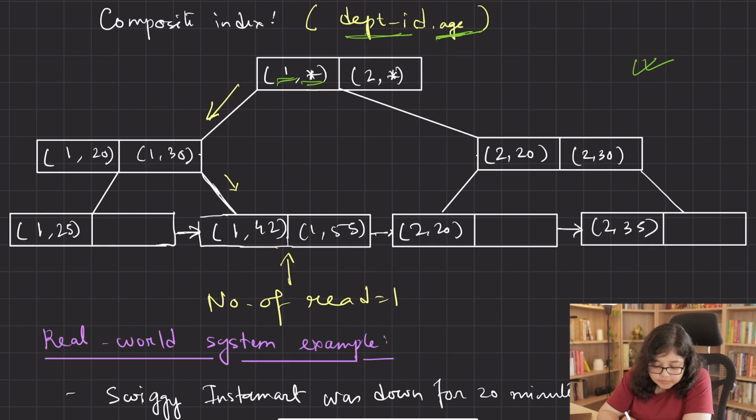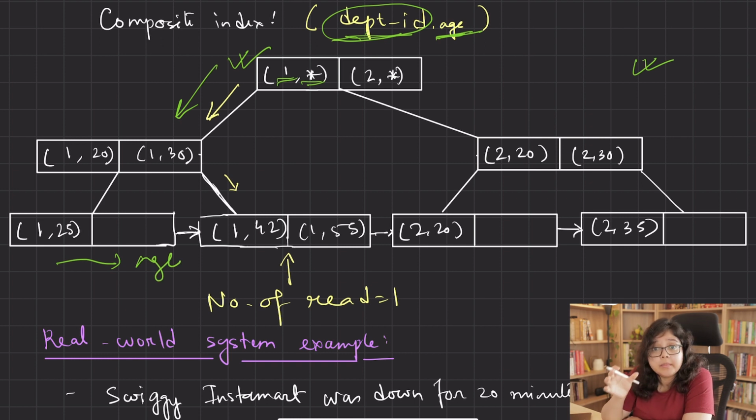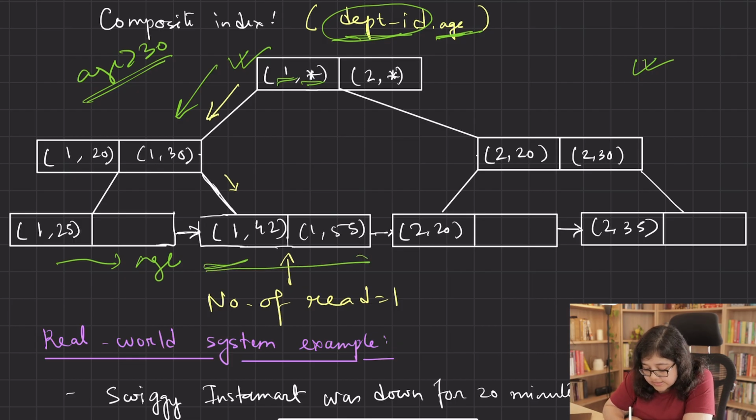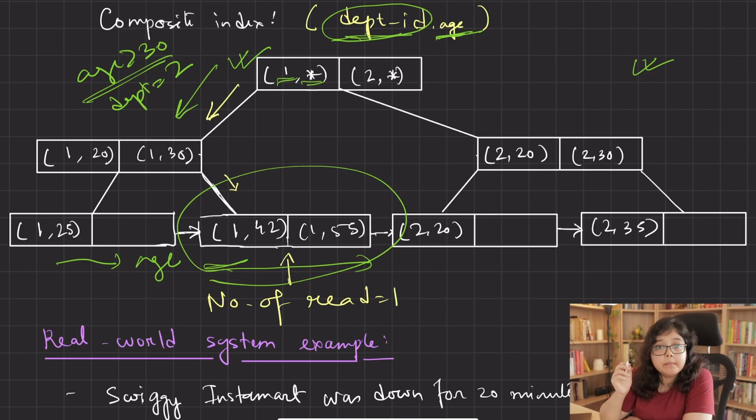Here the scan starts from the B plus tree root, and as department ID is the first column of the index, it can directly navigate to the node where department ID equals 1. At the leaf level, the nodes are sorted by age within department ID equals 1. The range query age greater than 30 starts a scan from the first node where age is greater than 30, that is this node, and then it continues the scan until the department ID changes from 1 to 2. So in this case, this node is loaded into the main memory.